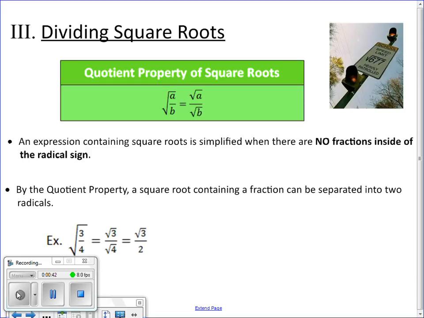Obviously, radical 3, I can't really do a factor tree on that. It's already a prime number. Square root of 4 is just 2, so the radical goes away. Okay? So big, giant radical, split that apart.